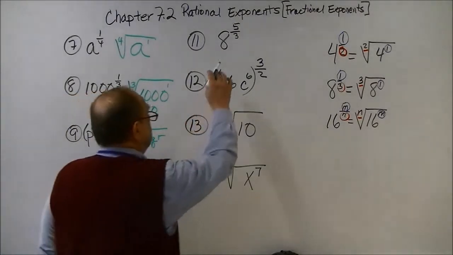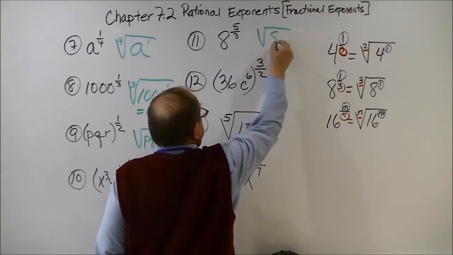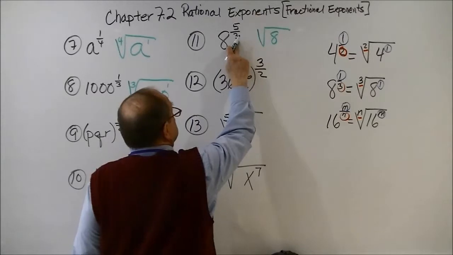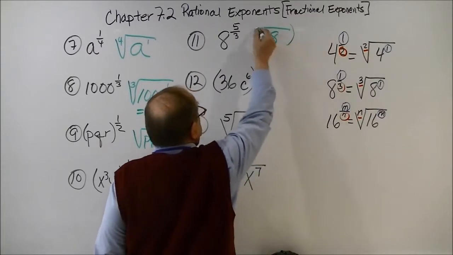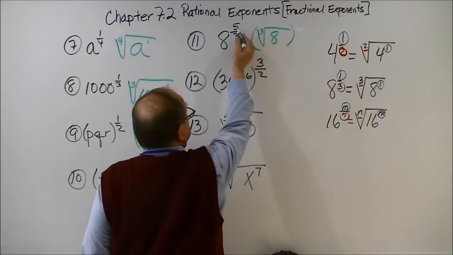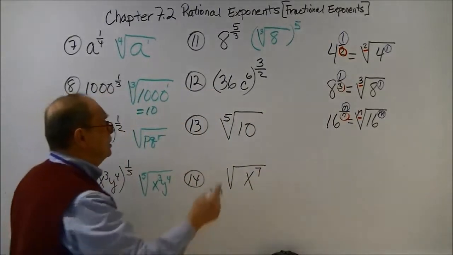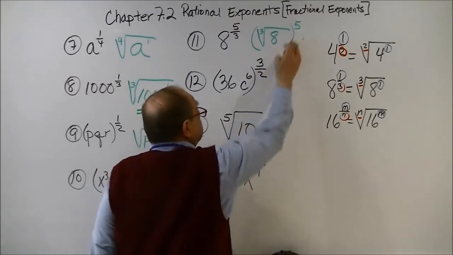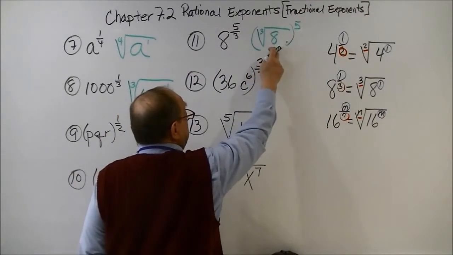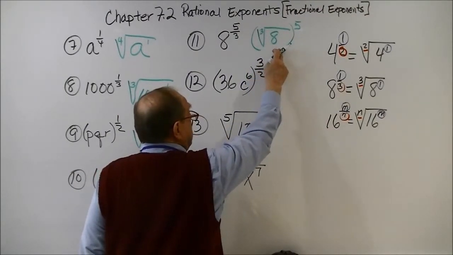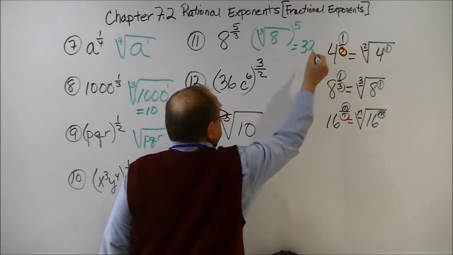All right, number 11. The radical sign, our radicand is 8. The denominator of our fraction is our index number. And usually when we have something like this, we put the 5 out here. Now you could put it there as well, but you're going to see why this is a better place to put it. Because now we take the cube root of 8, which is 2, and we raise 2 to the 5th power, which is 32.